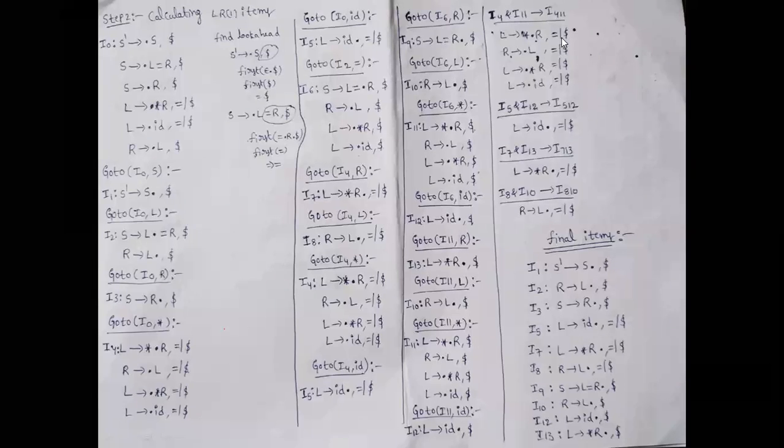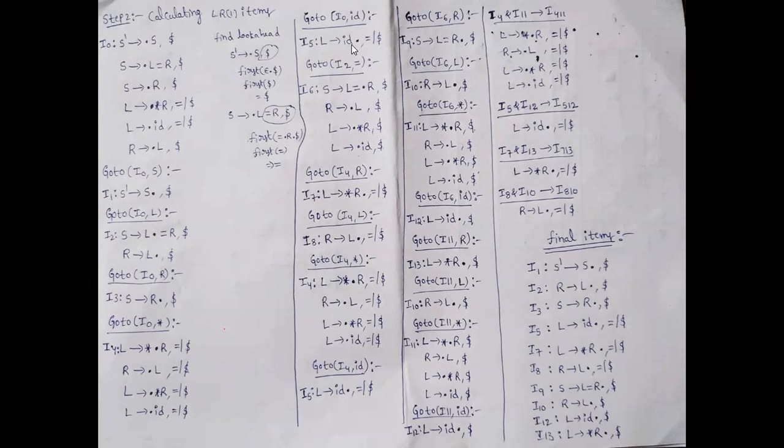So dollar, since writing it once is enough, equal to R dollar. So we are writing the production. Then I4 is completed. Then we are considering I6. There are no productions in I6. We are considering I5.